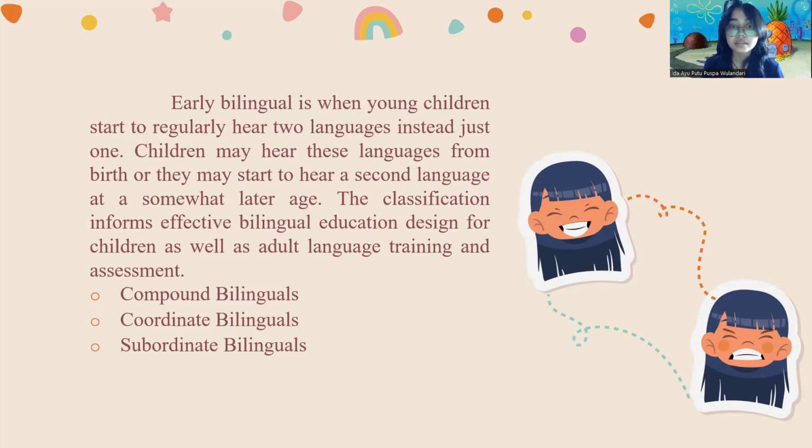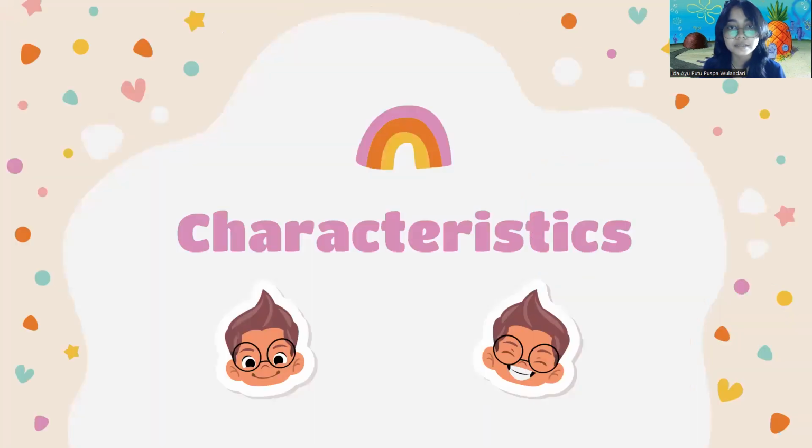There are three kinds of the early bilingual. The first one is compound bilinguals. Second one is coordinate bilinguals, and the last one is subordinate bilinguals.